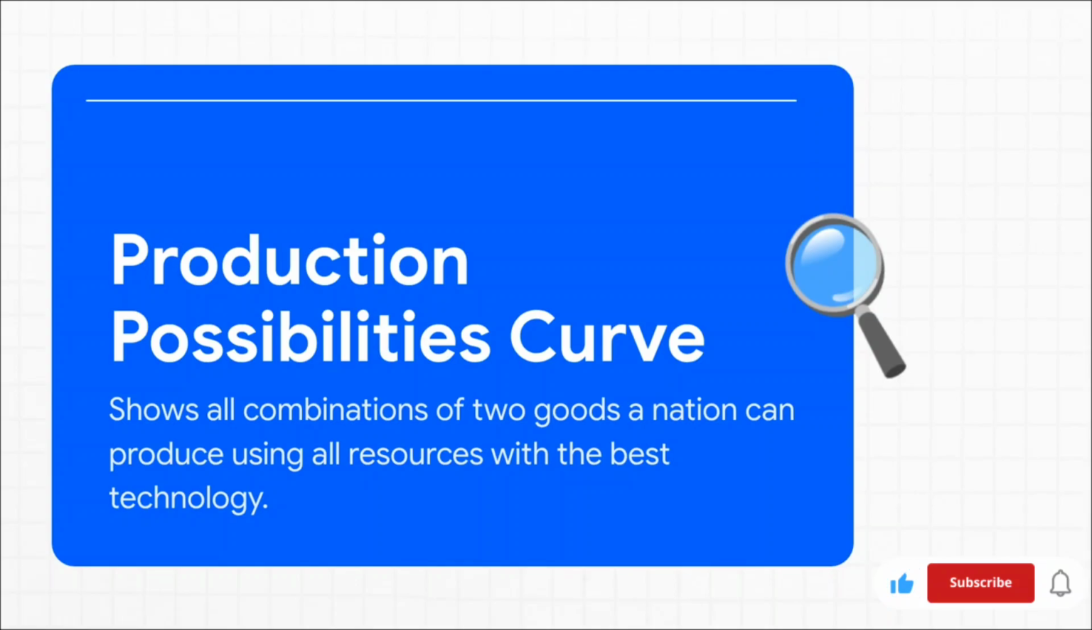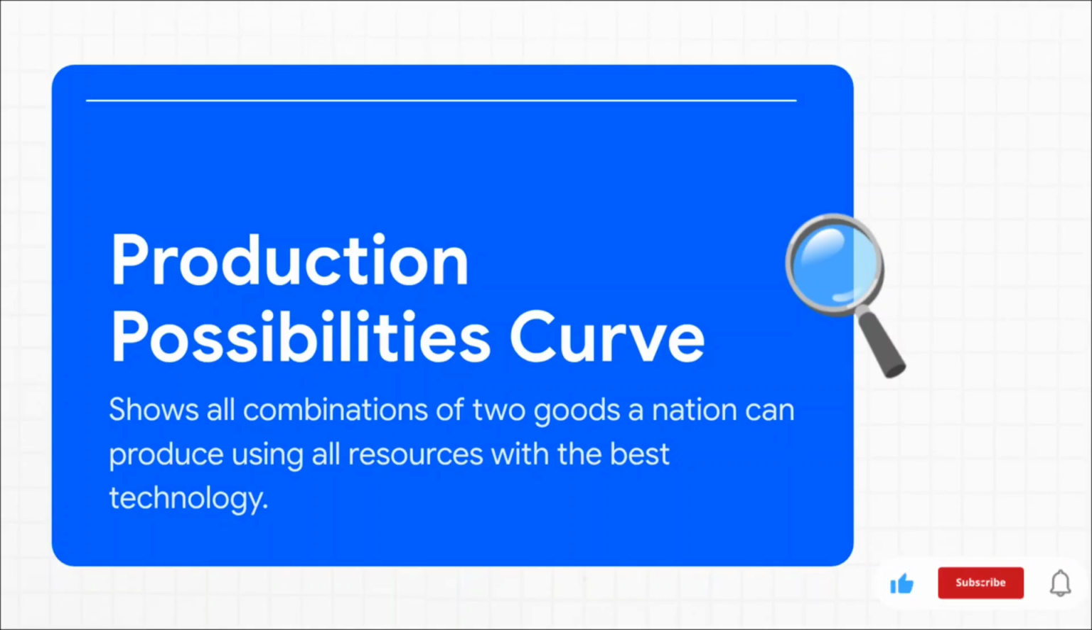So imagine India can produce two things, software and textiles. The PPC shows us every single possible mix of those two things we can create if we use all our resources efficiently. Any point on the curve? Great, we're being efficient. Any point inside it, we're slacking off.